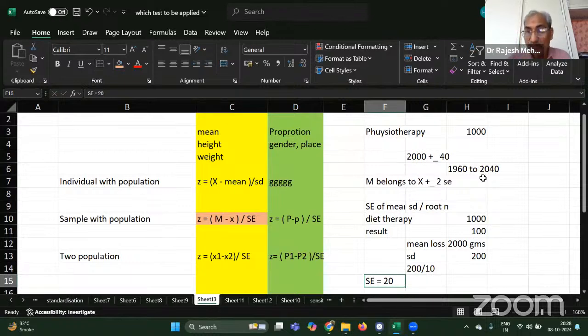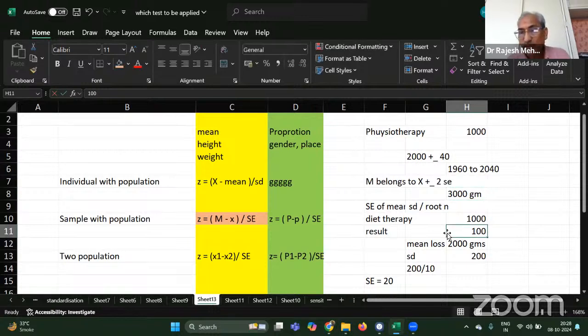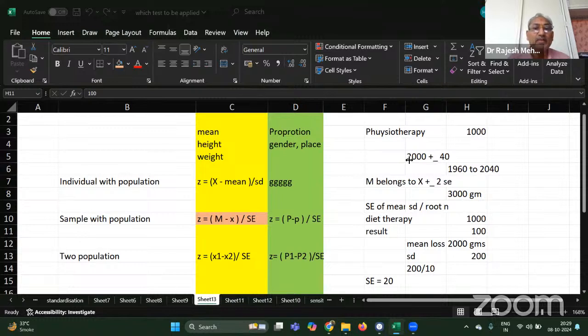Now, suppose in the same example, someone says that, no, actually when we measured the 100 people, their mean weight loss was 3 kg, 3,000 grams. Now, if this is the situation, what do you think? Whether this sample of 100 taken from the 1,000 population is random or not, if the population mean weight loss was 3,000 grams? Answer me yes or no.